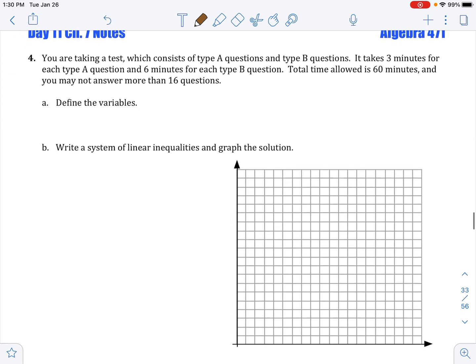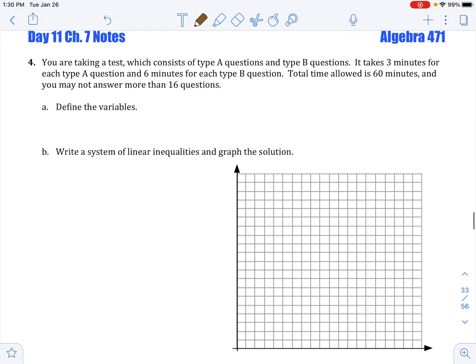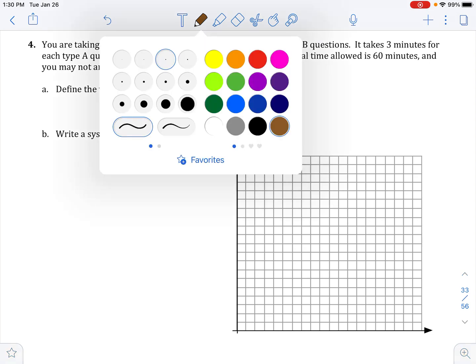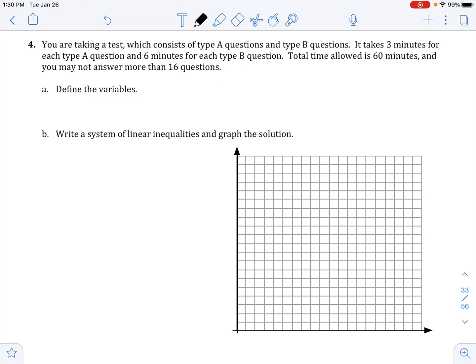As we move to problem number 4, it says, we are taking a test, which consists of type A questions and type B questions. It takes 3 minutes for a question of type A. It takes 6 minutes for a question of type B. The total allowed minutes is 60 minutes or less, of course, and you may not answer more than 6 questions. Well, we're going to read that through once. We're going to read it a second time.